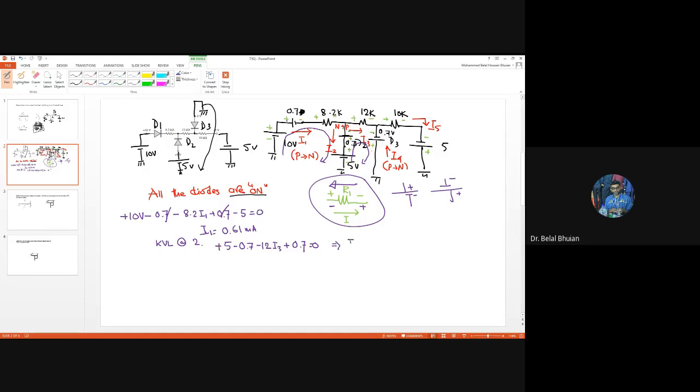What is I3? Sir, 0.417. 0.417 milliampere. So I already obtained I1, and I already obtained I3.